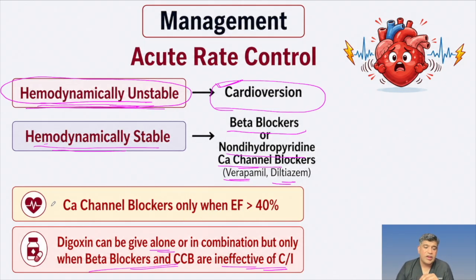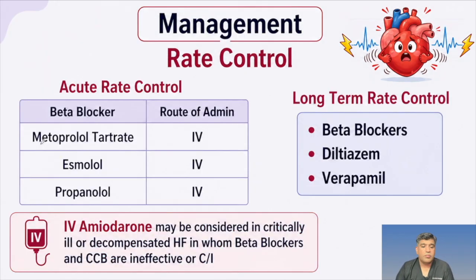Other thing, calcium channel blockers, verapamil and diltiazem should be given in patients with EF greater than 40 and should be avoided in those who have LV dysfunction, EF less than 40. Metoprolol tartrate for IV route of administration, acute rate control.